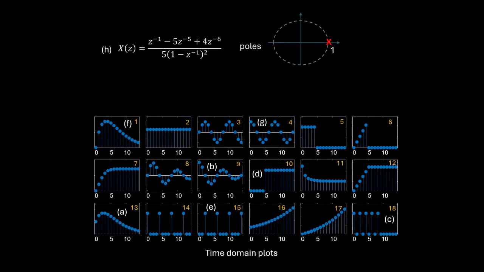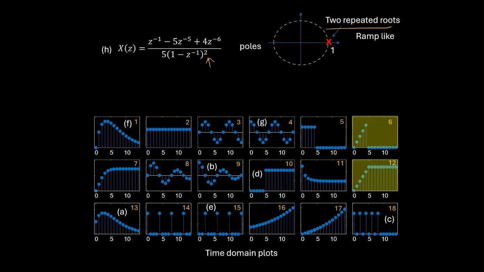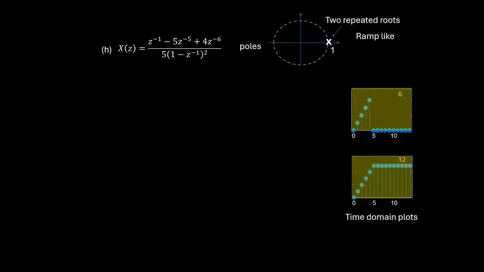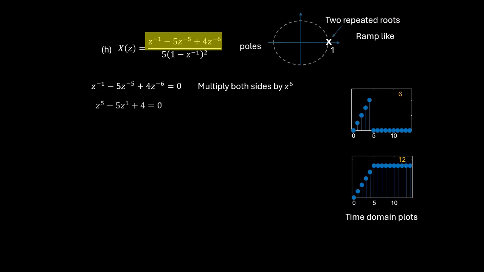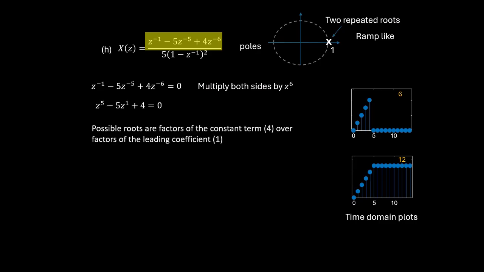For part H, we can see that we have two repeated poles at 1, and this corresponds to a ramp. Two possible candidates then are plots 6 and 12. In order to figure out the final solution, let's take a look at the zeros. Let's start by multiplying the polynomial by z to the power of 6. Possible roots are factors of the constant term 4 over factors of the leading coefficient 1. Testing for z equals 1, we can see that that is one of the roots.